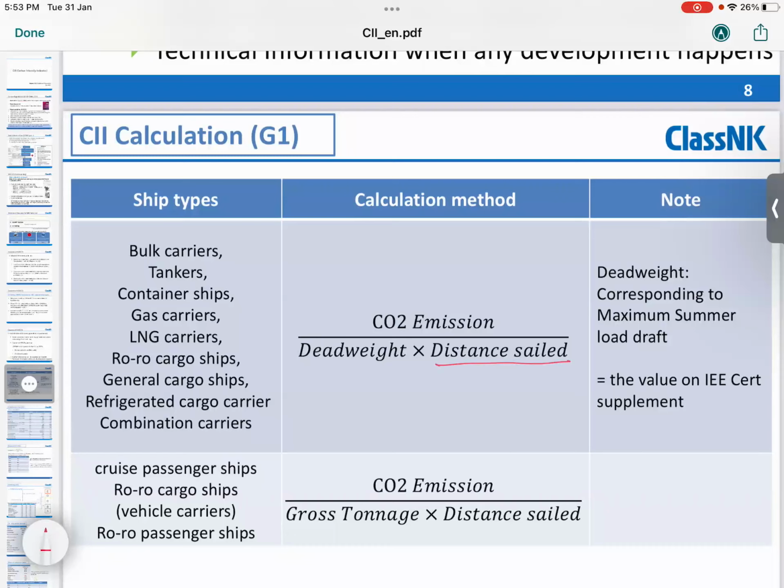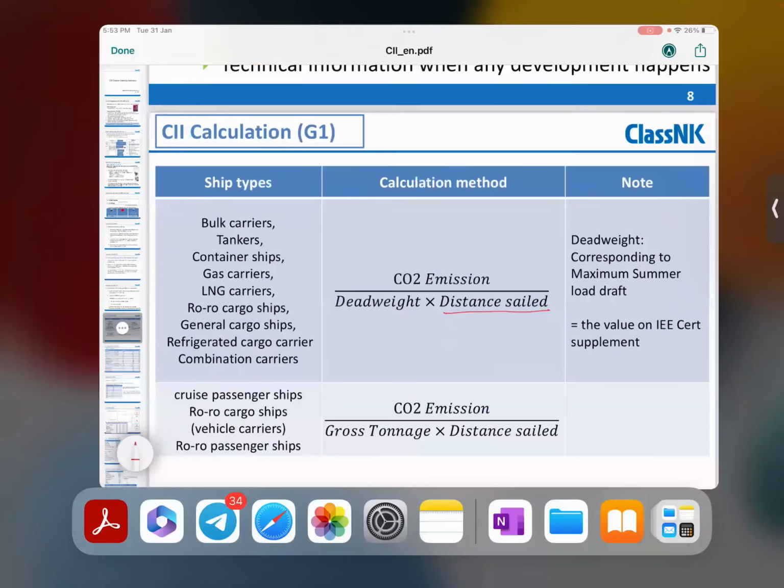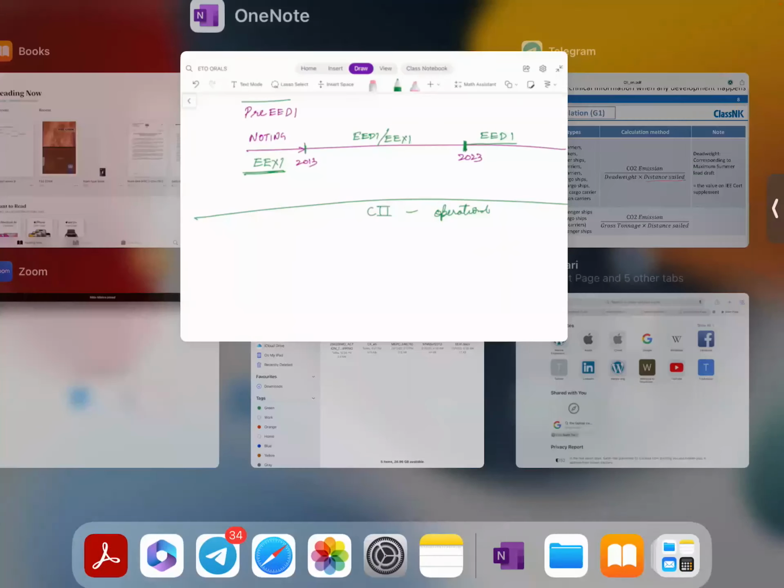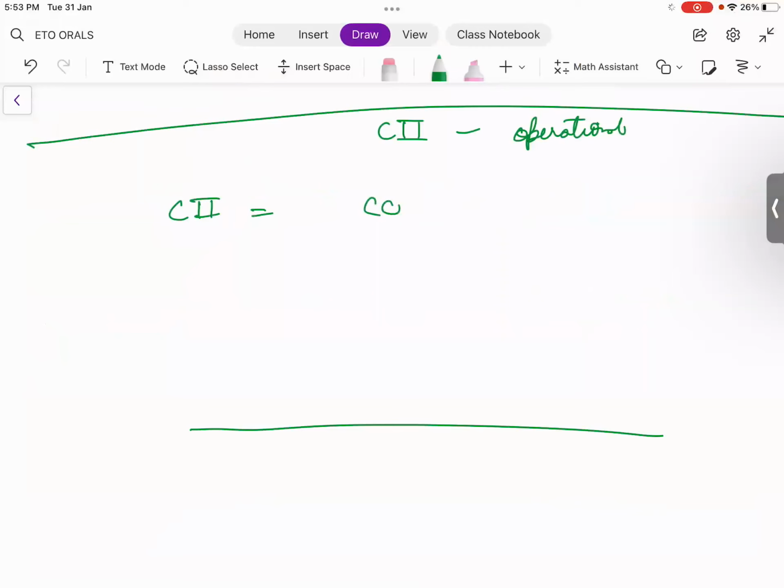Here it is distance. In this we see how much distance you covered in the whole calendar year. And please remember, in the whole calendar year, how much amount of fuel you have burnt. Okay, so let me just make it simple. For CII you need some data, that is CO2 emission divided by capacity, which is deadweight, into distance.